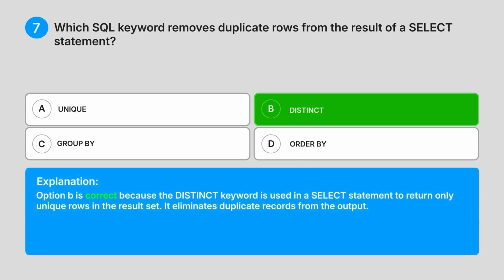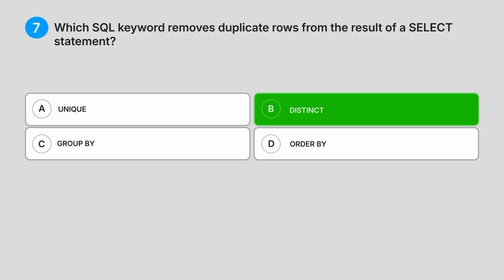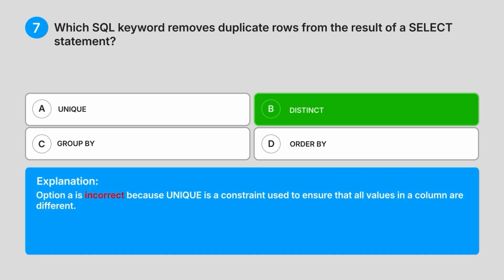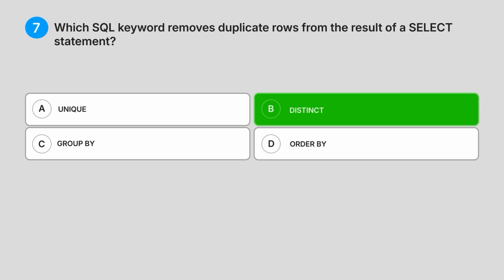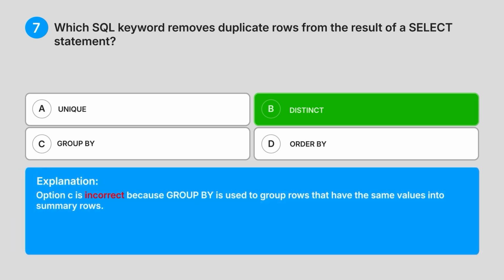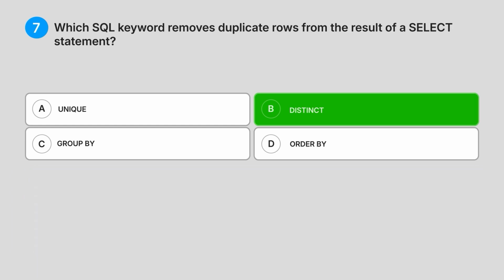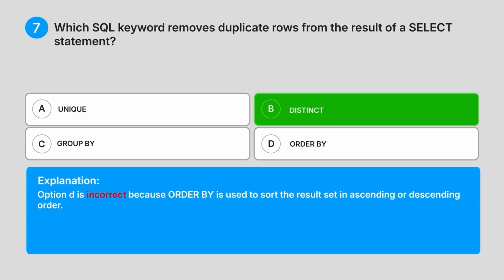Explanation: option B is correct because the distinct keyword is used in a select statement to return only unique rows in the result set. It eliminates duplicate records from the output. Option A is incorrect because unique is a constraint used to ensure that all values in a column are different. Option C is incorrect because group by is used to group rows that have the same values into summary rows. Option D is incorrect because order by is used to sort the result set in ascending or descending order.